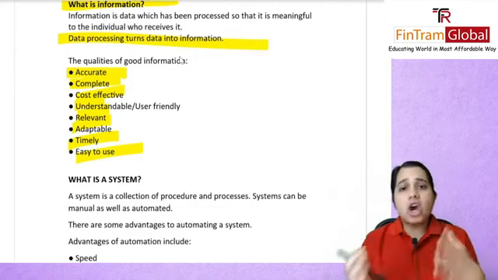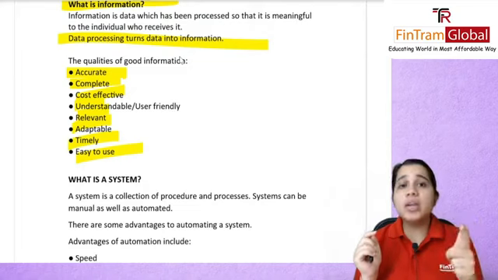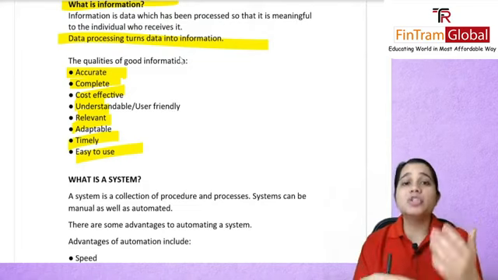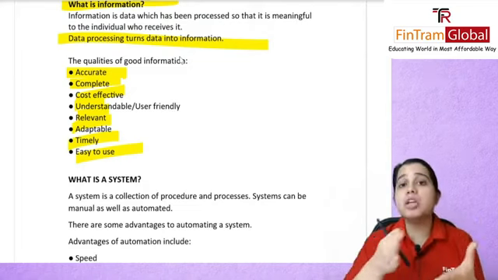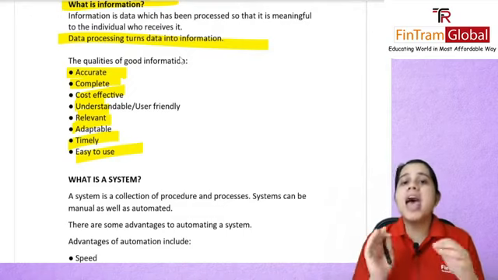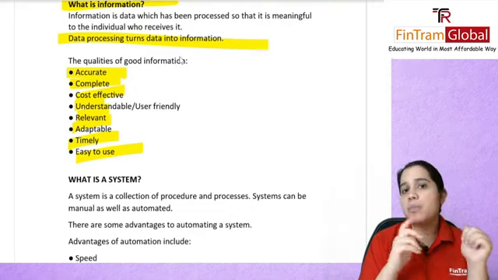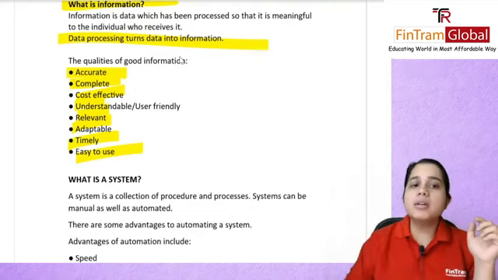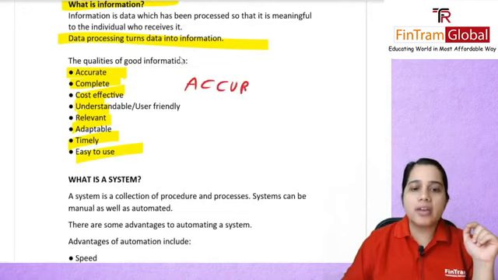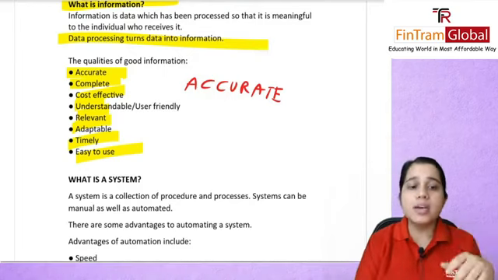Understandable or user-friendly, not having too many jargons. Relevant, of course, for whatever work you need. It needs to be adaptable, should be able to change. Timely, you should be able to get it on time, and it should be easy to use. So these are all the qualities of good information, and the mnemonic you should keep in mind is accurate. From accurate, you can guess all the other words.